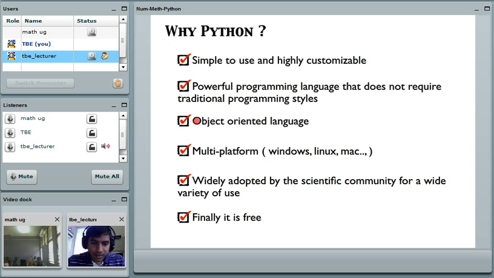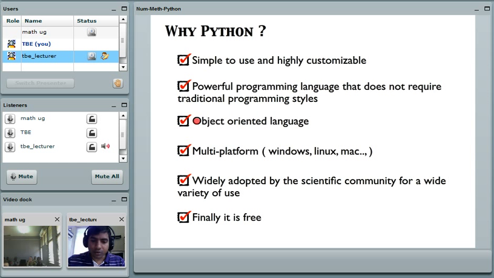And finally, it's a multi-platform language, in the sense that though you have multiple operating systems, for example Windows, Linux, and Mac, code written on any of these platforms works on the others.